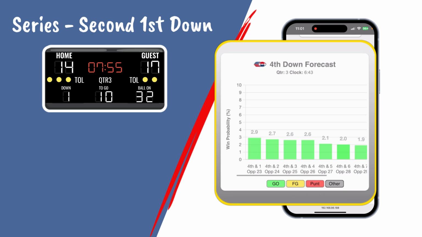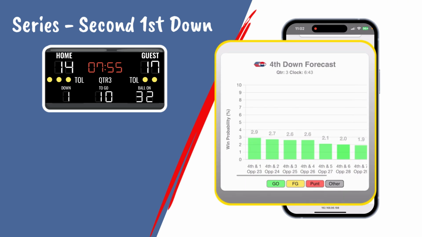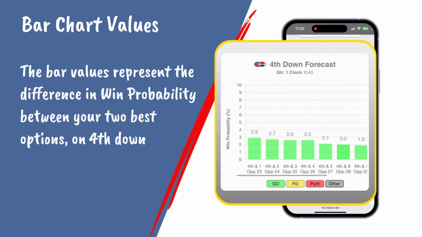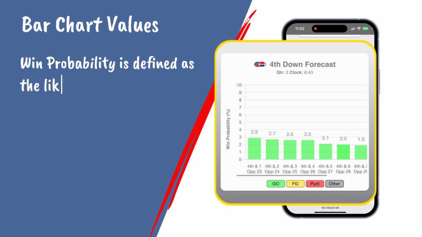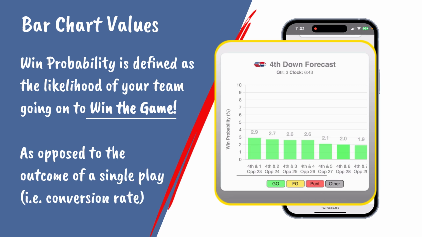Now, all the bars have turned green from 4th and 1 through 4th and 10. This is also a really good time to take a deeper dive into what the numbers above each bar mean. The numbers represent the difference in win probability between your 2 best options on 4th down, where win probability is defined as the likelihood of your team going on to win the game, as opposed to focusing on the outcome of a single play.